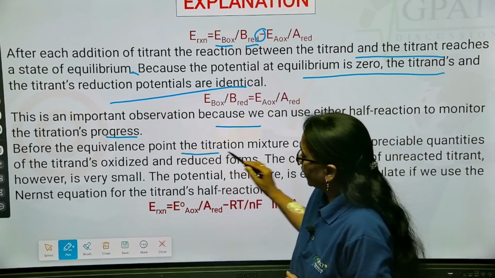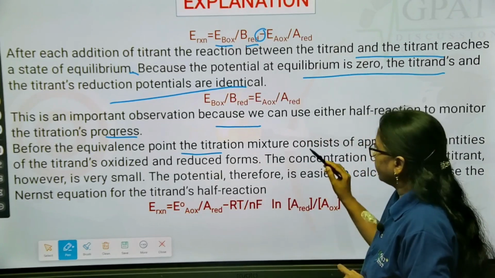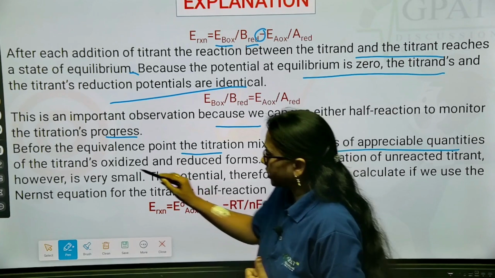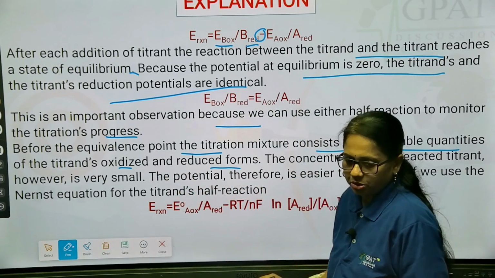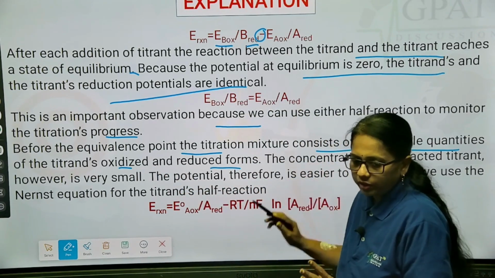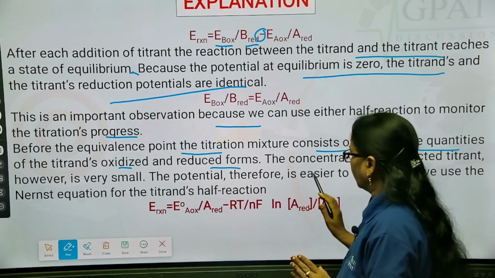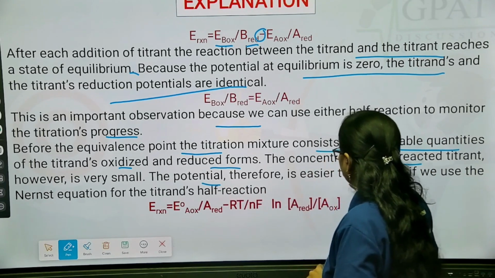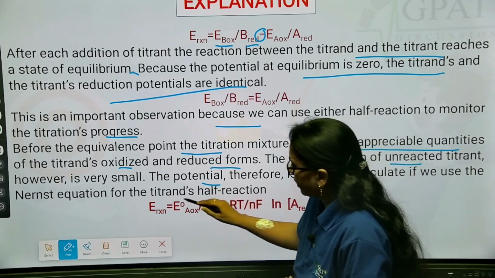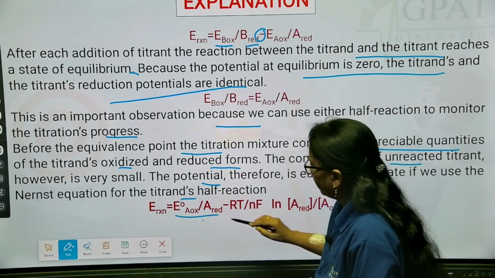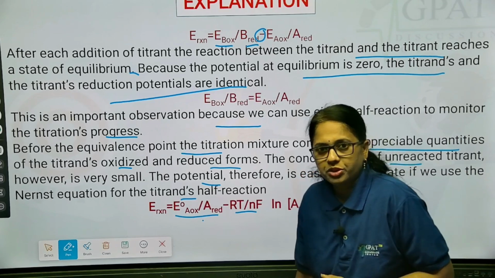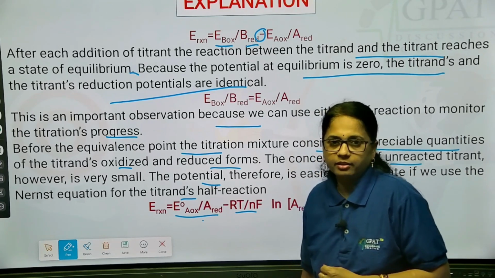Before the equivalence point, the titration mixture consists of appreciable quantities of both the oxidized form as well as the reduced form, but exactly at the end point the potentials are going to be equal. Okay, so the potential is easier to calculate if you use the Nernst equation. So this is going to be the Nernst equation, and we know very well how it is helpful for calculating the potential.